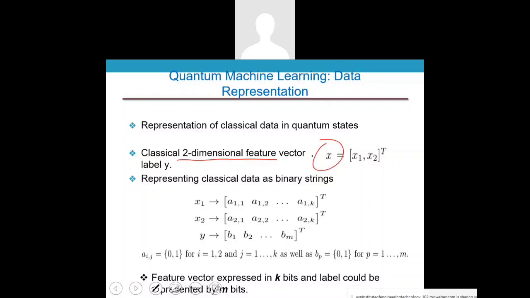Okay, and the two input parameters x1 and x2. Its transpose is represented, and the label is y. Y is the label. Representing the classical data as binary strings, we'll represent each value like this. What is this? 0, comma 1. This is a matrix kind of representation.